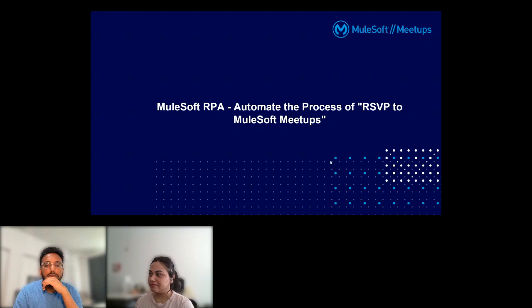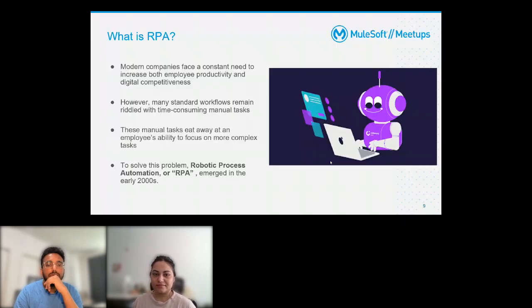Before getting into technical things, what is RPA? Modern companies have a constant need to increase both the productivity of an employee and digital competitiveness. But what is happening here? The standard workflows that we have in our companies are time consuming, and all are related to manual tasks. When I say manual tasks, there is no API, or no integration, or no code which can perform to complete those tasks. So a human has to go verify manually and complete the task.